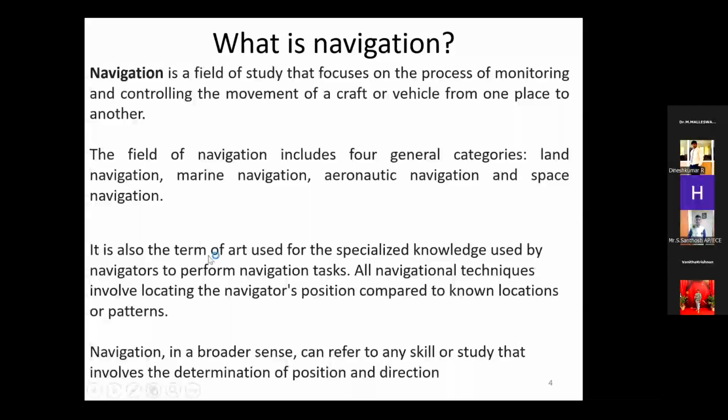Okay, it is also the term of art used for the specialized knowledge used by navigators to perform navigation tasks. All navigational techniques involve locating the navigator's position compared to known locations or patterns. This is very important because by knowing the present and past positions, the navigator will be able to predict the future position. That is why we always go for current measurement and updated measurement to know the future position.